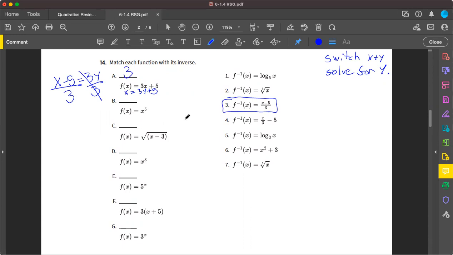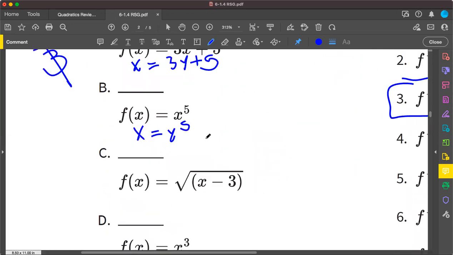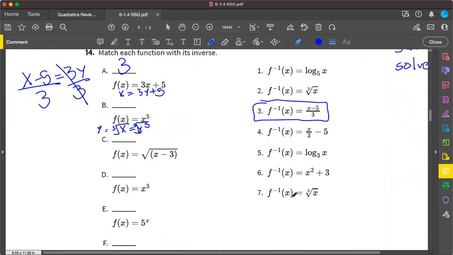You can do the same song and dance for b. You can say that this is going to be x equals y to the 5th. How do you think you can get rid of this exponent of 5? Hopefully you're saying by taking a 5th root. Do that here, do that here. So your inverse for this is going to be the 5th root of x. Do we see something like that? We do. There it is.